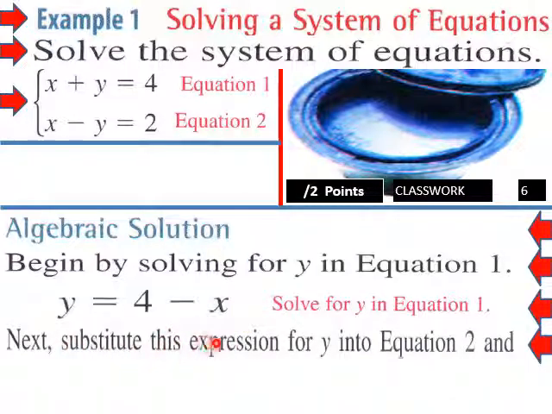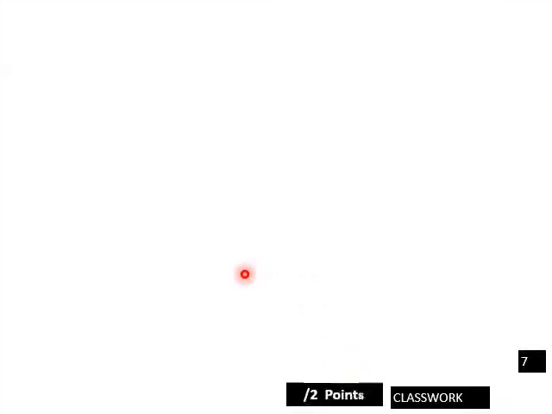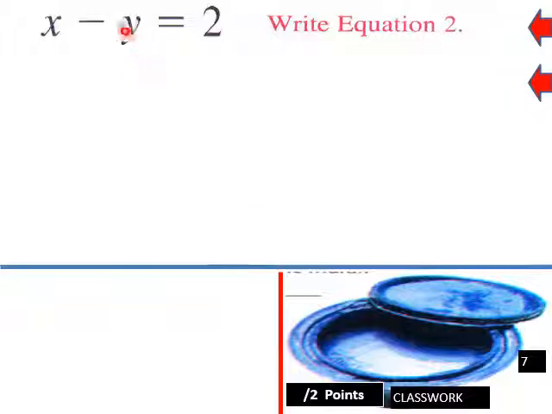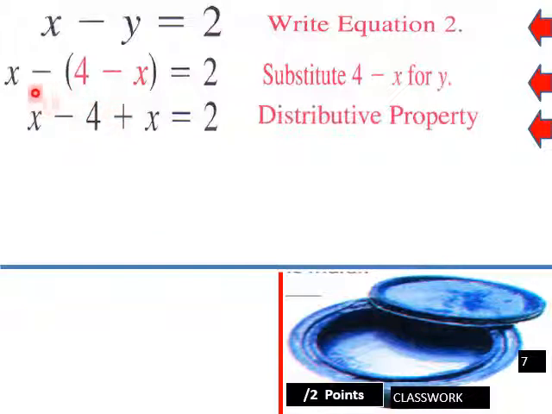Next, substitute this expression for y into equation 2. We know what y is, so we put it into equation 2. Solve the resulting single variable equation for x. So x minus y equals 2, write equation 2, and then we stick in what we got for y in equation 1. So x minus (4 minus x) equals 2. Substitute 4 minus x for y. We distribute the negative 1 through, so we get x minus 4 plus x equals 2.